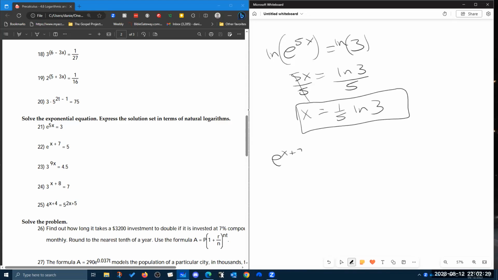e to the x plus 7 is equal to 5, and I take the ln of both sides. Then x plus 7 is equal to ln of 5, and x is equal to ln of 5 minus 7.